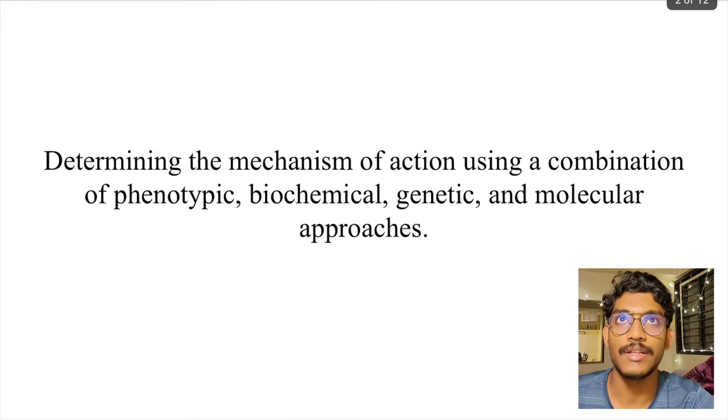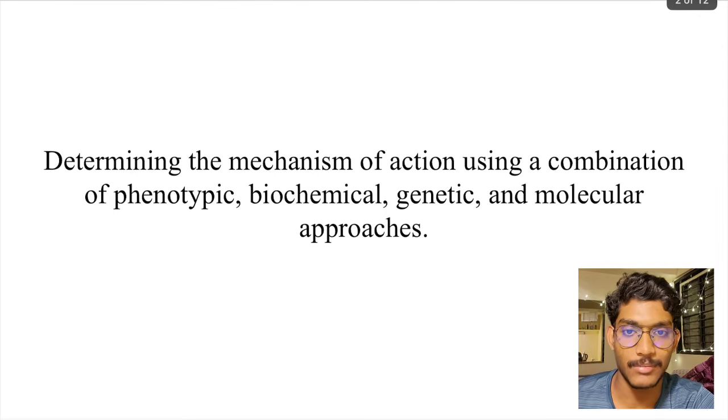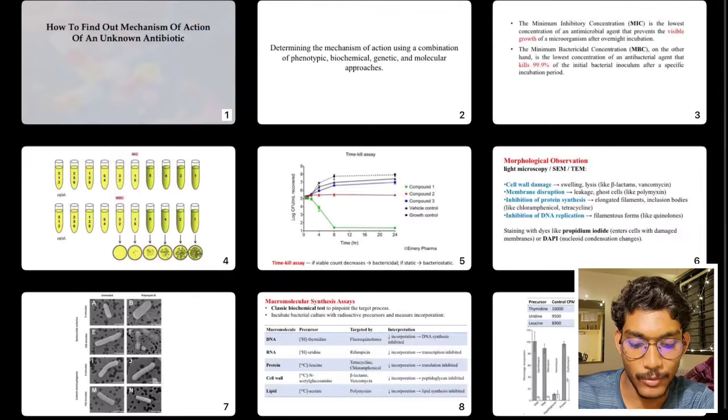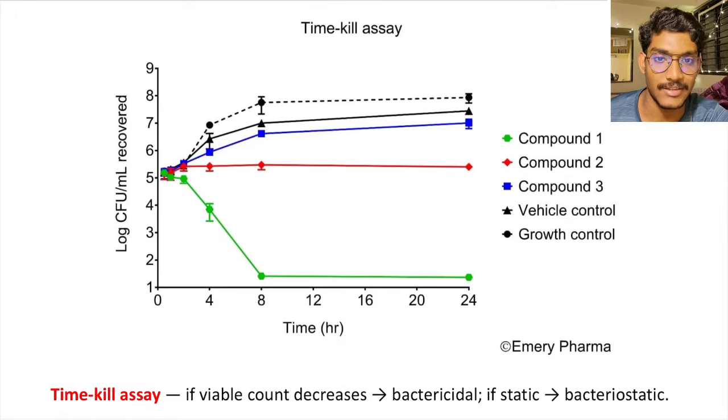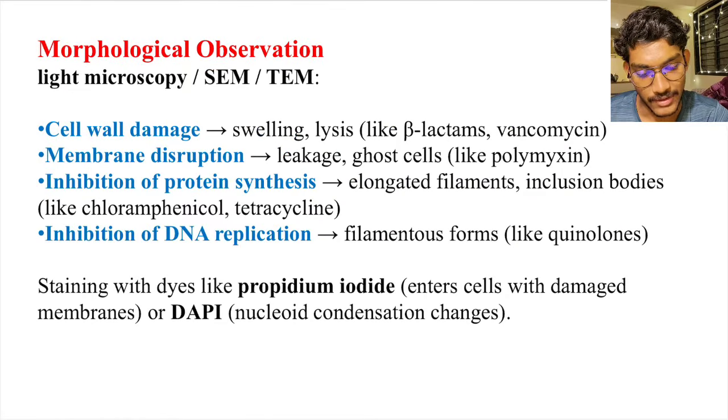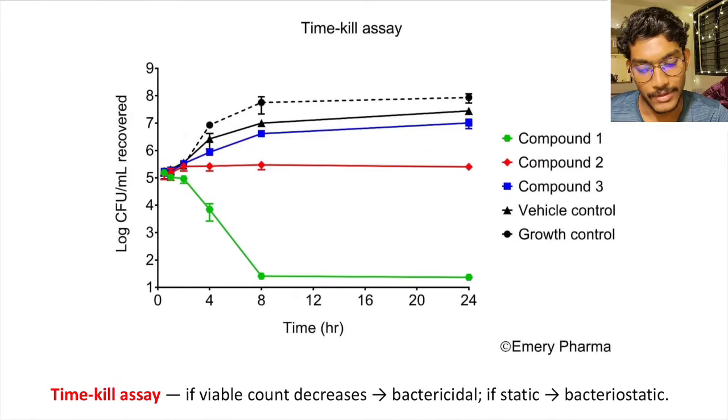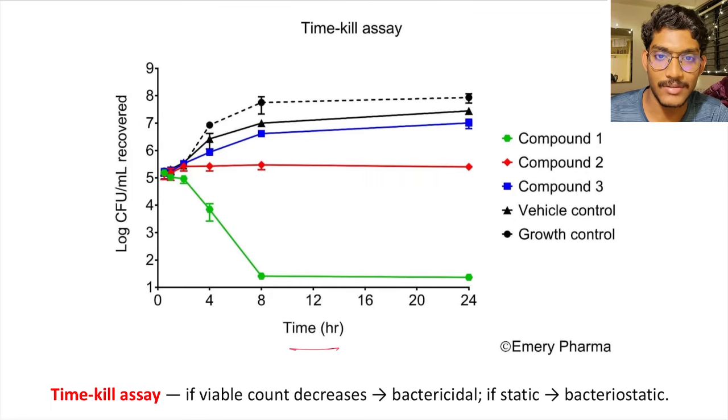First of all, we need to know if the antibiotic kills the bacteria or only inhibits the growth of the bacteria. For that purpose we need to perform a time kill assay, which will detect the time dependent killing of the microbe. We will plot log CFU per ml, that is the count of the number of bacterial colonies, versus time. So after the application of the drug, how does the number of colonies change?